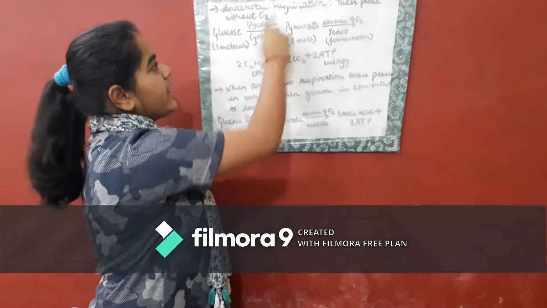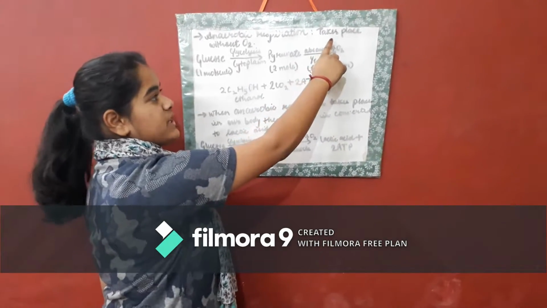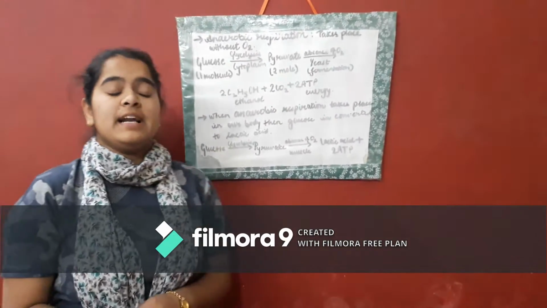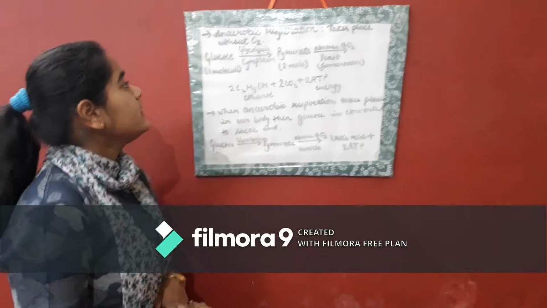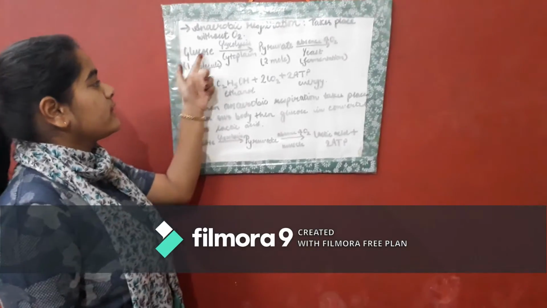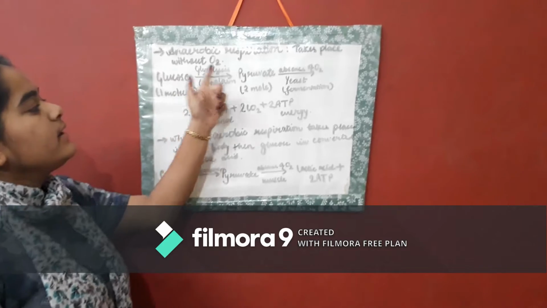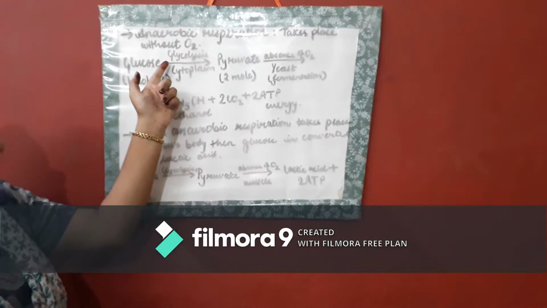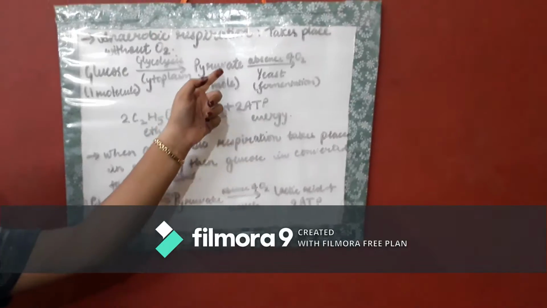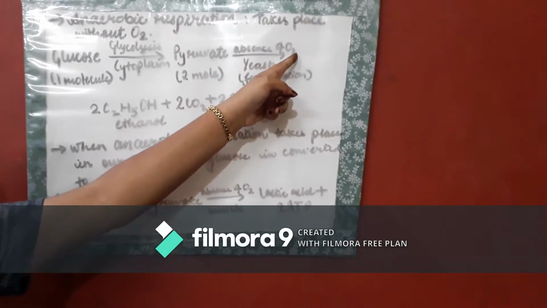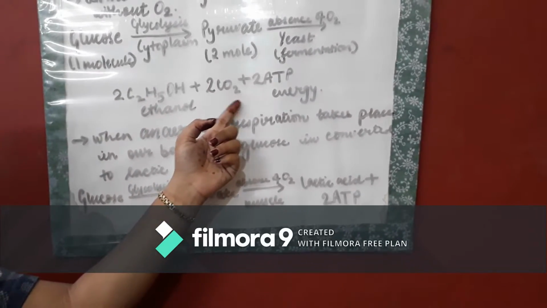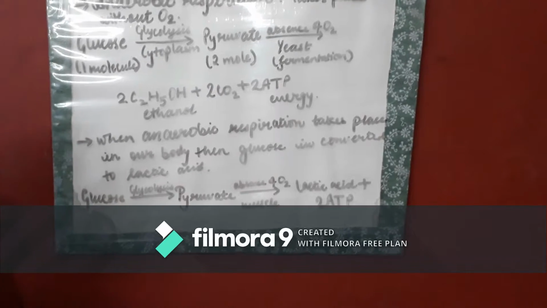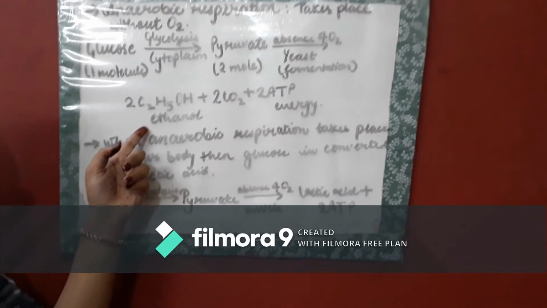Now let's study about anaerobic respiration. Anaerobic respiration takes place without oxygen. That means oxygen is not involved in this reaction. Glucose, in the cytoplasm, converts into pyruvate, and this process is known as glycolysis. Then pyruvate, in the absence of oxygen, with yeast, reacts to form ethanol plus carbon dioxide plus 2 ATP of energy. Here, ethanol is the basic type of alcohol.